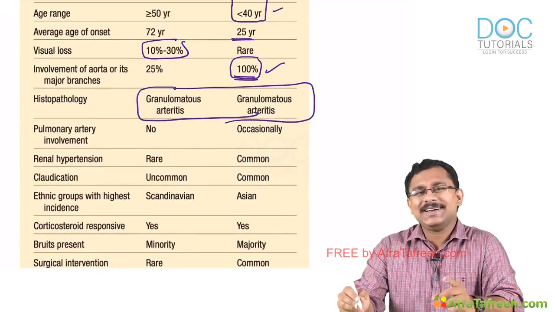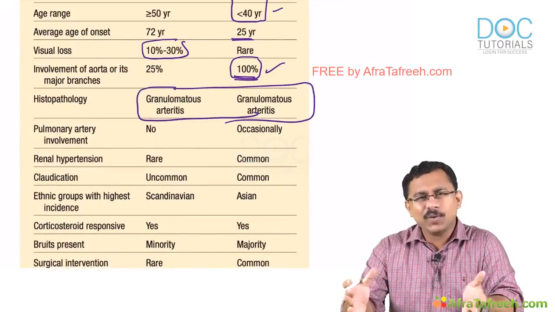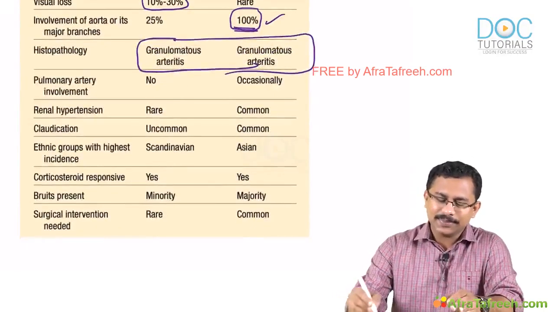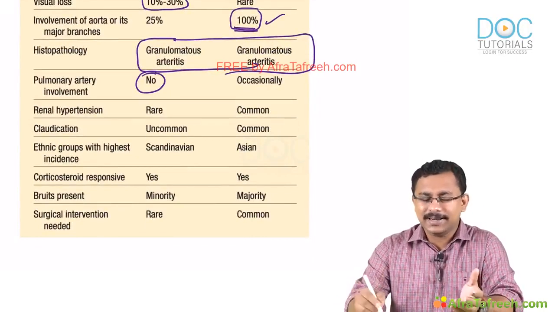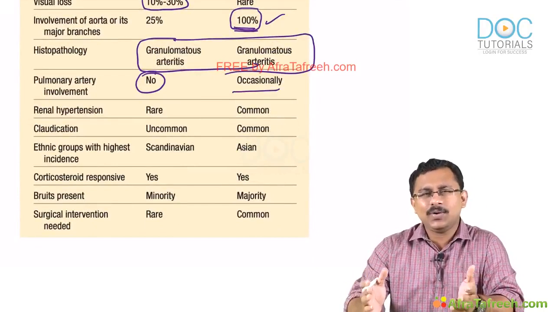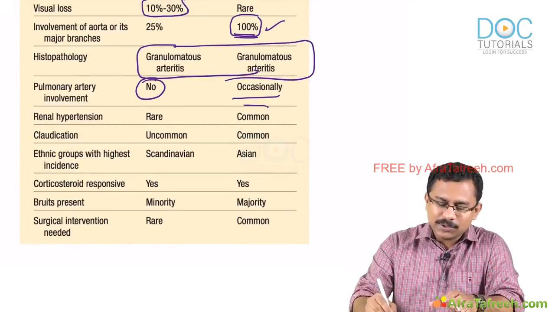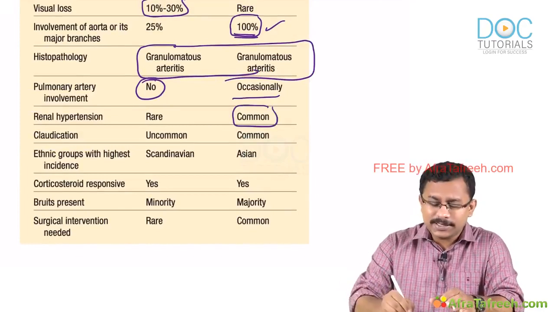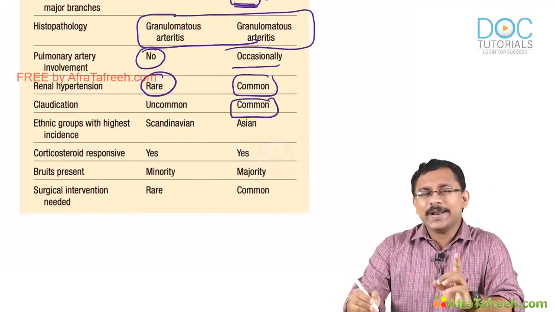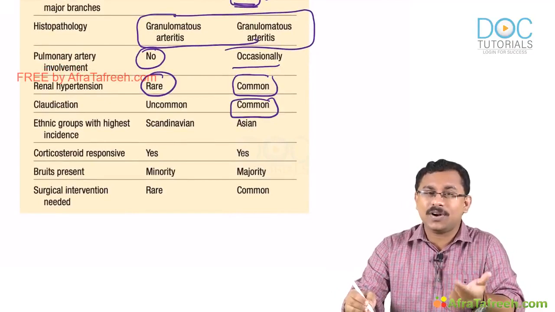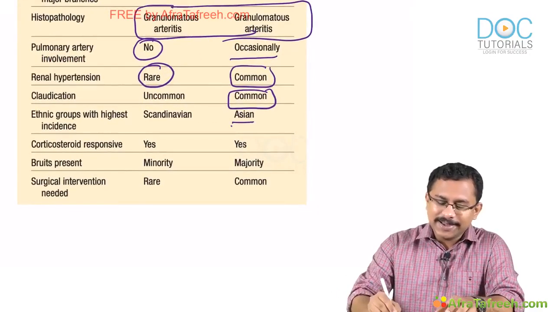Previously giant cell arteritis was given the name granulomatous arteritis, but now remember that both of these entities have granulomatous arteritis. Pulmonary involvement is almost never seen in giant cell arteritis, but it can be seen in around 10 to 30% of Takayasu arteritis cases. Renal hypertension is common in Takayasu arteritis, whereas it is very rare in giant cell arteritis. A large vessel vasculitis which presents with claudication symptoms is most likely Takayasu arteritis. And Takayasu is more common in Asians.